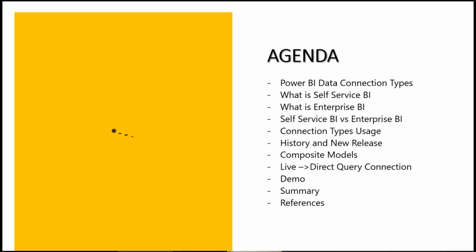In this presentation, I'm going to discuss the history of two features and their releases. After that, I'll talk about what the composite model is and how it works. And then I'll talk about the current feature and how it converts the live connection into a DirectQuery connection. There is a dataset, and using that dataset, I'm going to demo this concept.